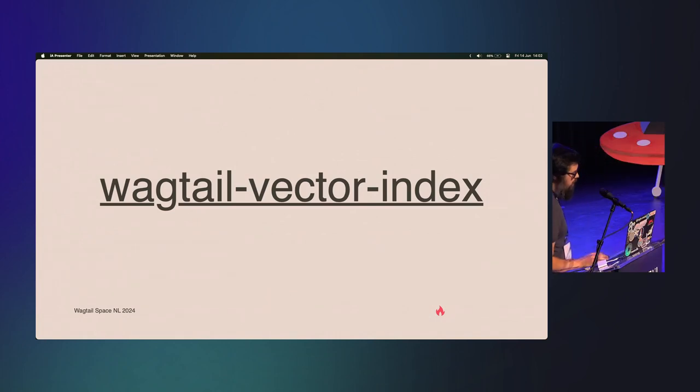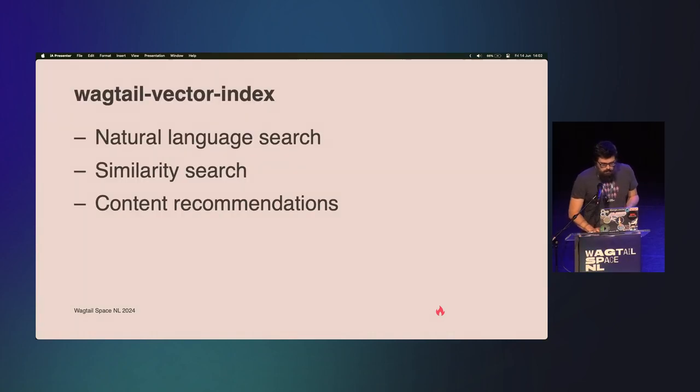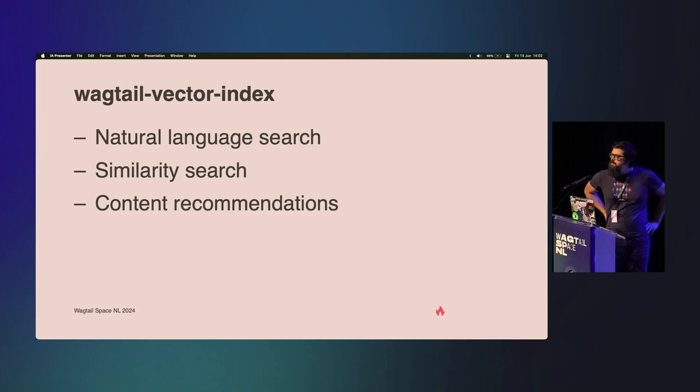The next one is Wagtail Vector Index, and that is aimed more at developers to help them build richer sites or richer interactions. So what are some of the use cases for that? So one of them is natural language search, similarity search, or content recommendations.